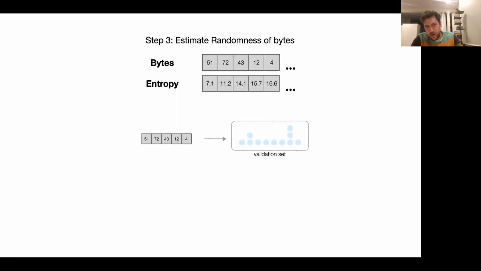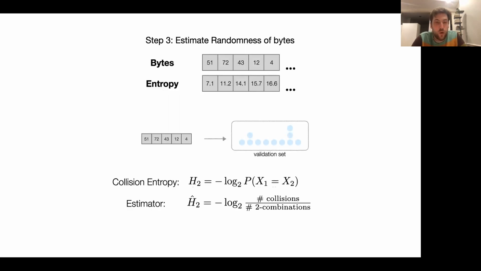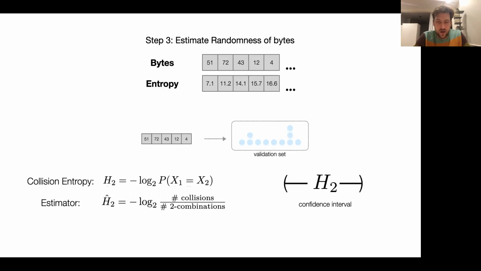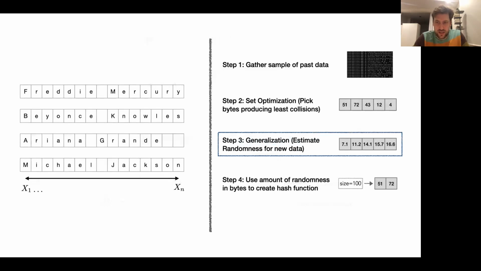To do this, we take our validation set and we use a point estimator for the collision entropy. That is, we're going to take the negative log of the observed number of collisions in our validation set over the possible number of collisions, which is the number of 2-combinations of items from our validation set. And this gives us a point estimator for our collision entropy. And then we can build confidence intervals around that using more complex solutions. So this is how we generalize to new data.